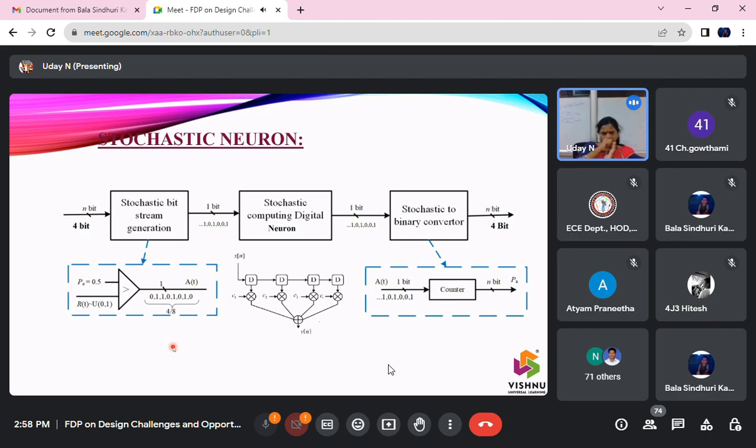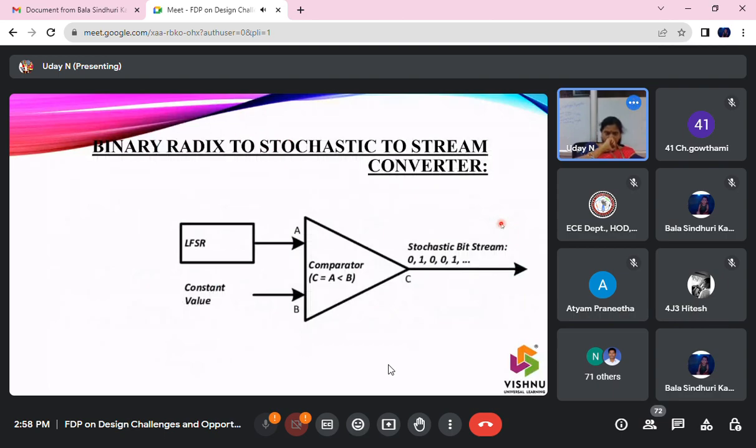Now all the generated bit streams are given to a stochastic computing digital neuron, which consists of multipliers and an OR gate with delay elements. Once all the computations are done by the stochastic neuron, the real world again has a binary value, not a stochastic value. So we use a counter to count the number of ones and zeros and give a binary converter. This is the basic underlying principle for generating a stochastic neuron.